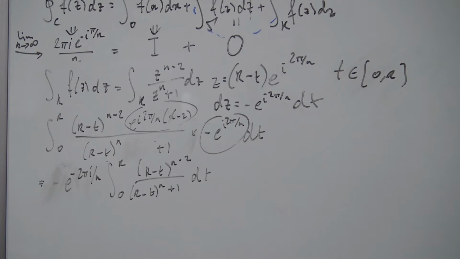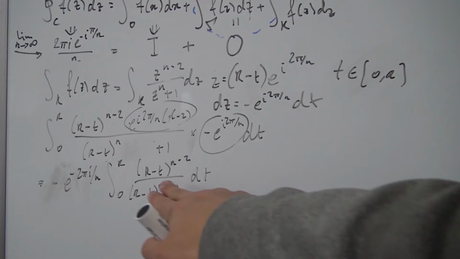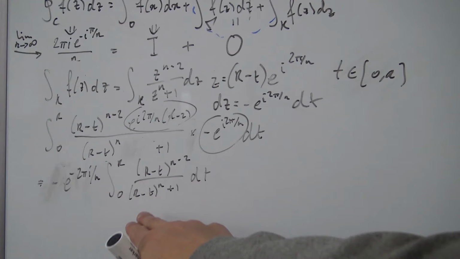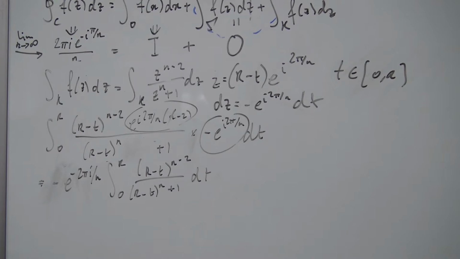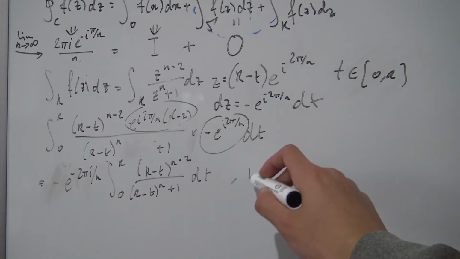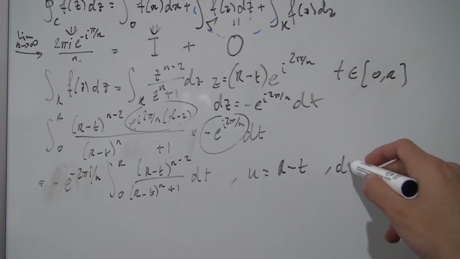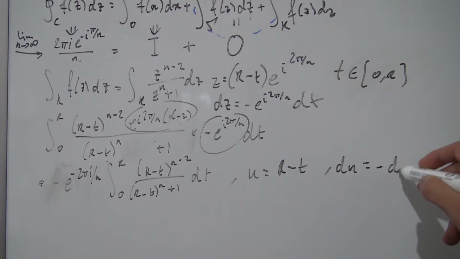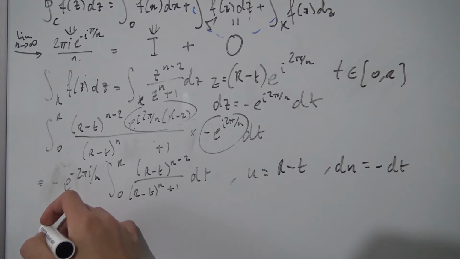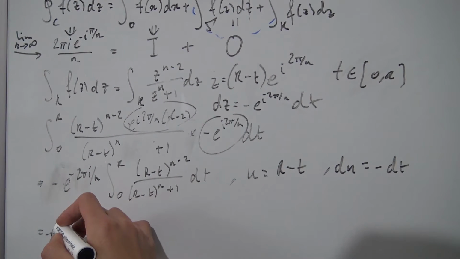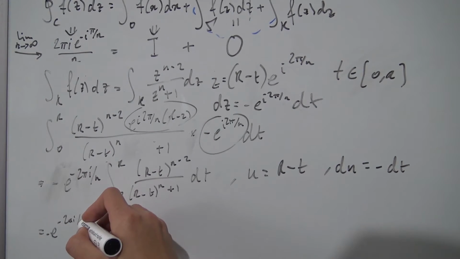Alright, and you see, now we have this integral right here, and then we have an r minus t right here and an r minus t right here. So that's a pretty obvious thing as to what to do. We can actually just use a substitution right now. So if we let, I don't know, let's take some new variable u be equal to r minus t. Well, that means du is equal to negative dt. We can rewrite this integral a little bit. So now we have negative e to the negative 2 pi I over n.